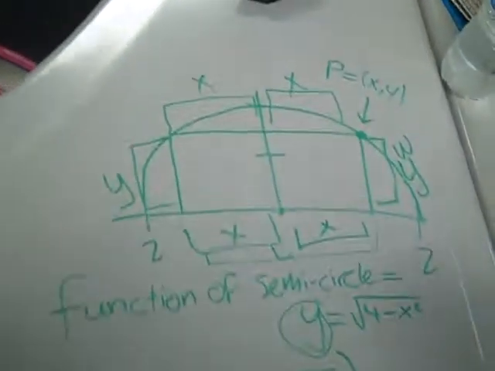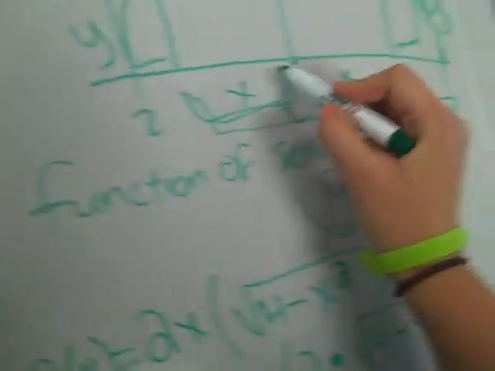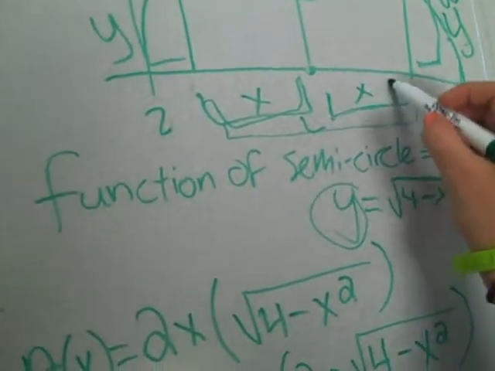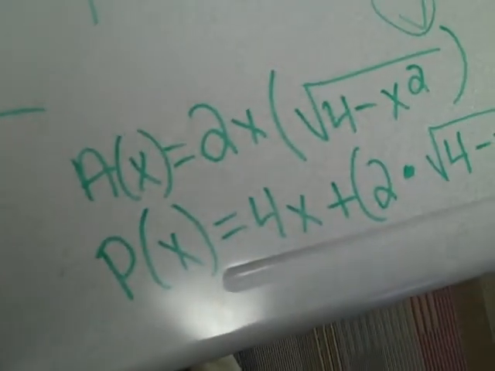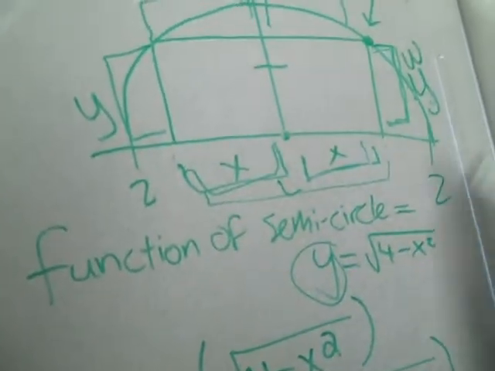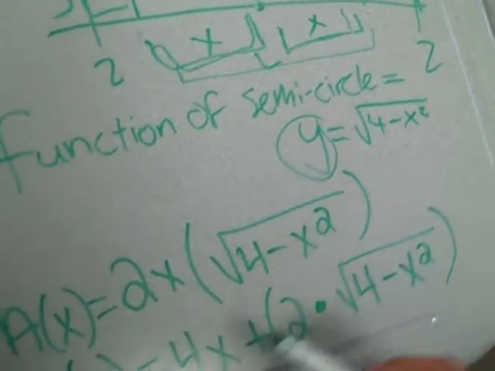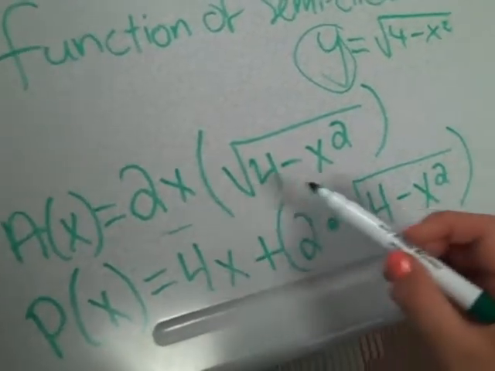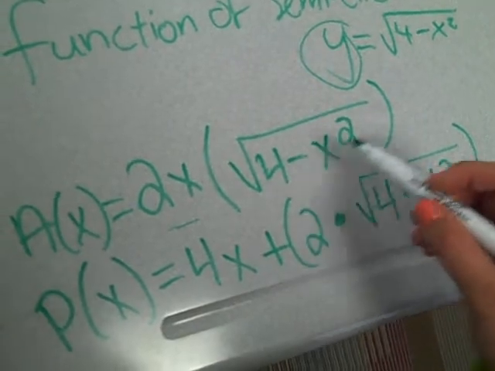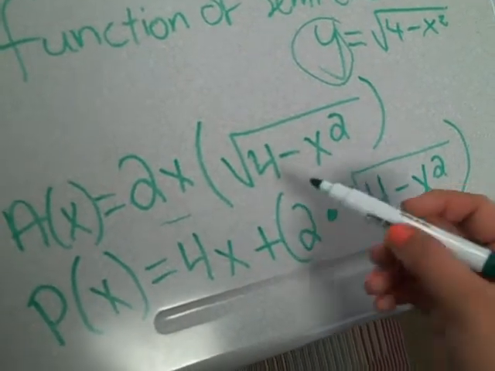When we're expressing the area, we have two x's down here, and we plug that in to get the area because it's length times width, and this is our y, and y equals the square root of 4 minus x squared. So we have 2x times the square root of 4 minus x squared, and that's our length times our width.